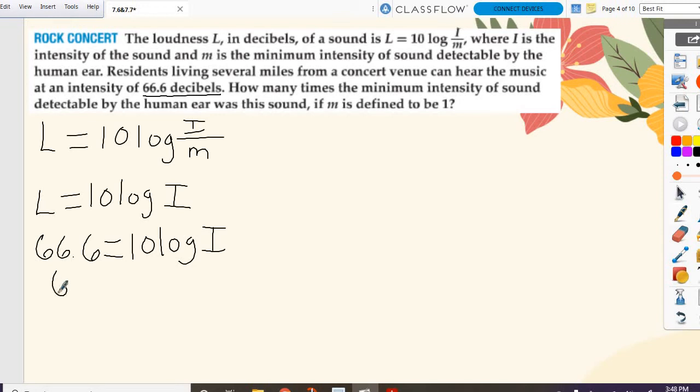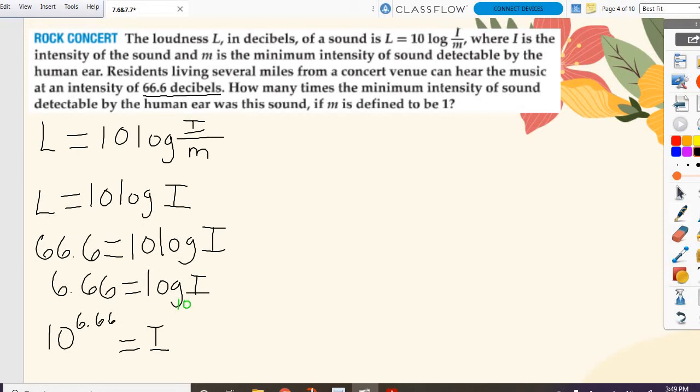Well, if I divide both sides by 10, I end up with 6.66 equals log base 10 of I. And then from there, since my logarithm is by itself, we can rewrite this in exponential form. Again, the key here is that even though we don't have a base, remember that it's an understood 10. And that's important because in order to be able to rewrite in exponential form, we have to have a base. So remember that logarithms equal exponents. So my 6.66 is going to be my exponent. And because my I is what's on the inside of my logarithm, it's what goes on the right-hand side.